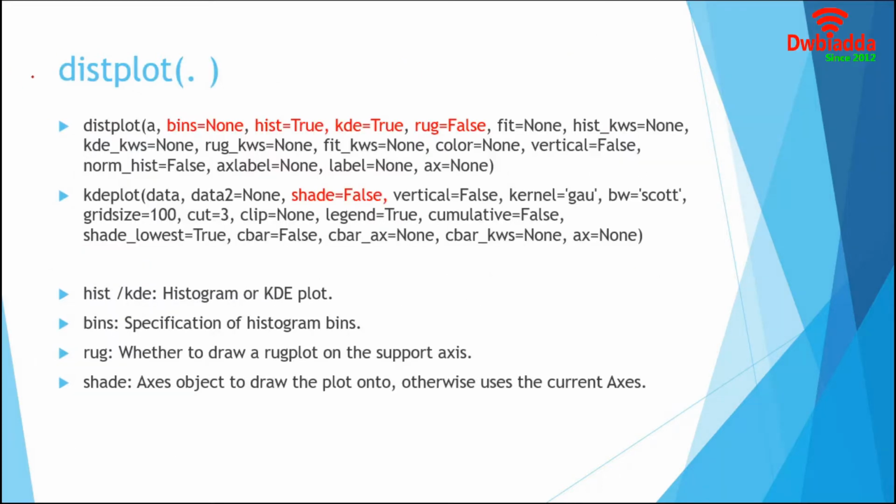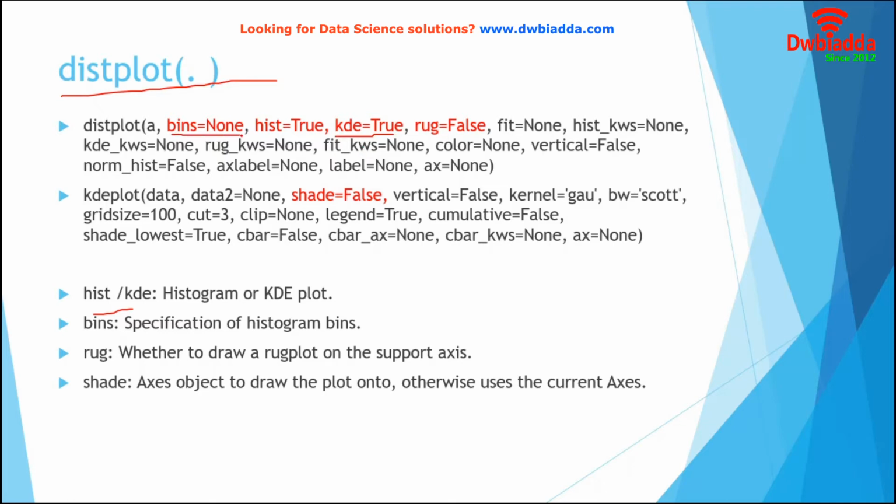In this session, we will work with the displot function. We can use this function to generate both histograms and KDE plots. Let's start with the hist and KDE parameters. If we set hist equals to true, it will generate a histogram. And similarly, if we set KDE equals to true, it will generate a KDE plot. We can generate both the plots together.